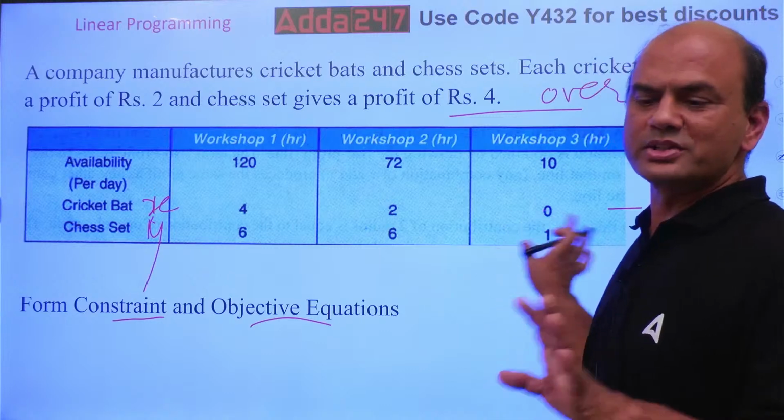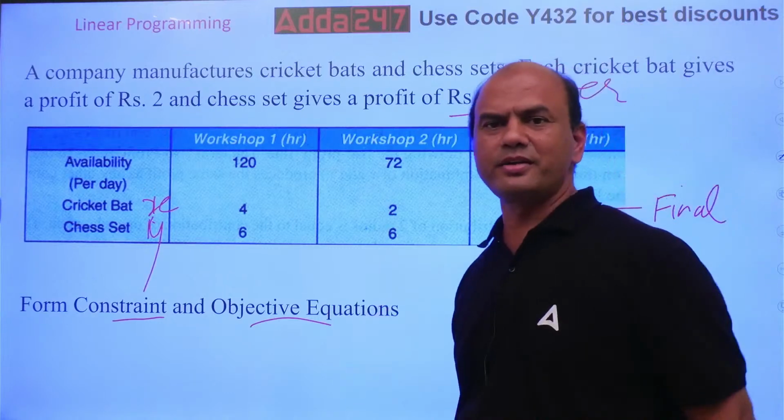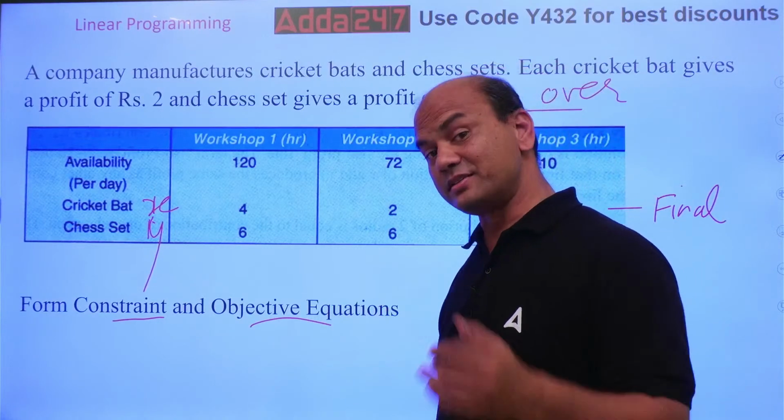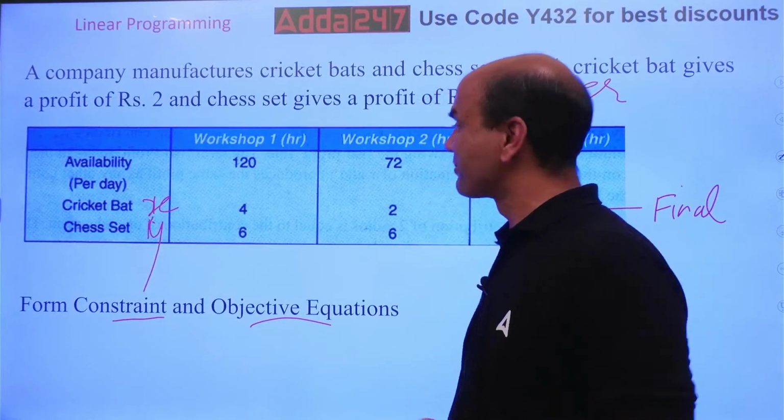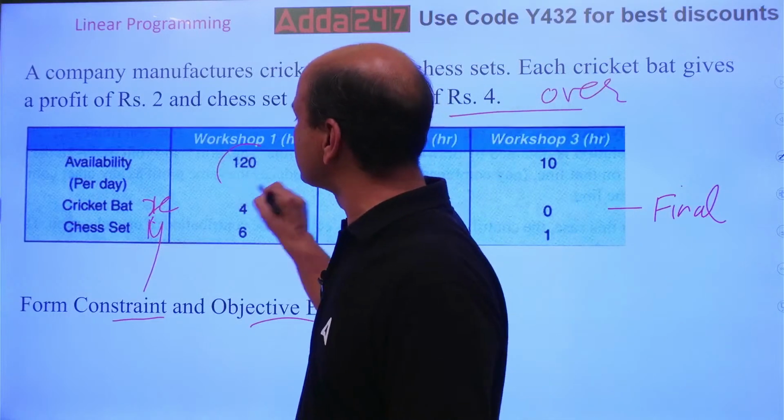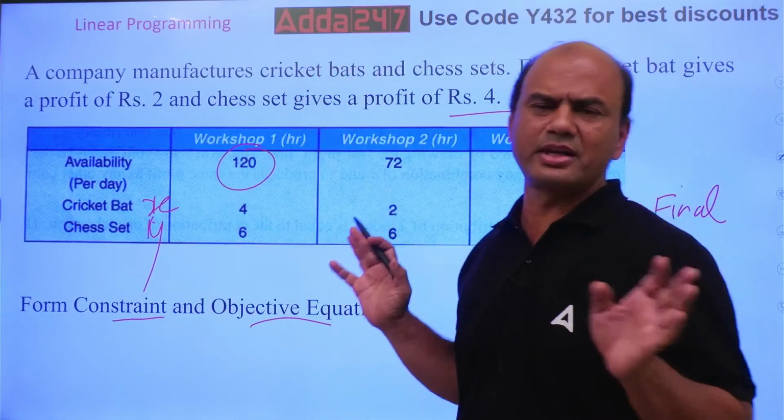The constraint is about this workshop. Everything is about the workshop, right? So what are the constraints? Let's see. How many hours is this workshop one having? 120. The maximum time it can work is 120 hours.